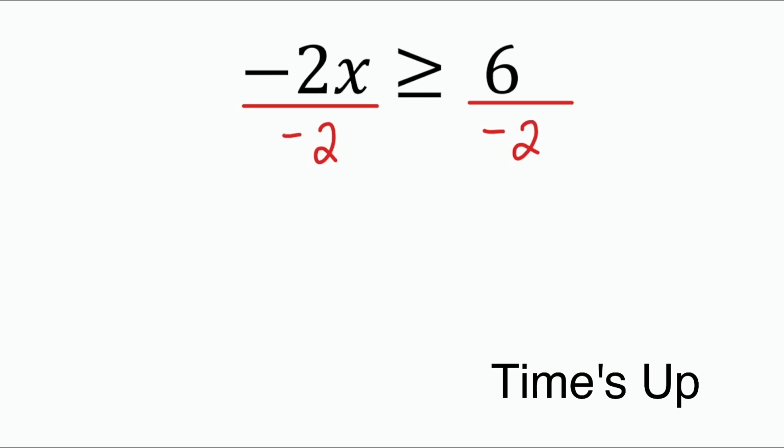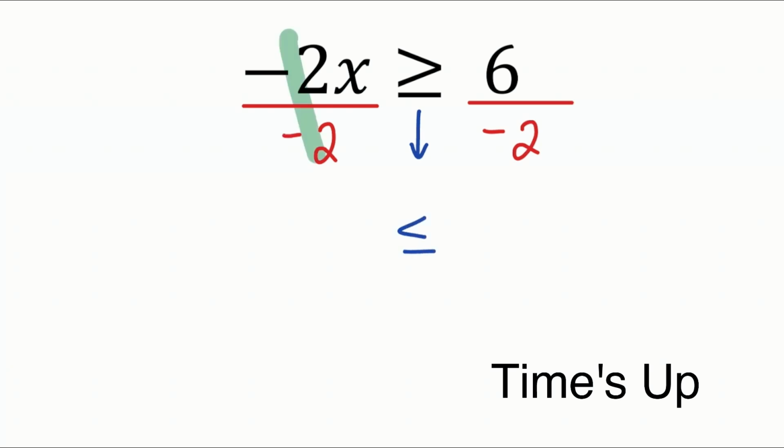Yeah, we got to flip it. It falls under one of those circumstances, which is, hey, if we're multiplying or dividing by a negative on both sides, -2, -2 on both sides, yes, we will flip the sign. So instead of greater than or equal to, that's going to switch to less than or equal to.